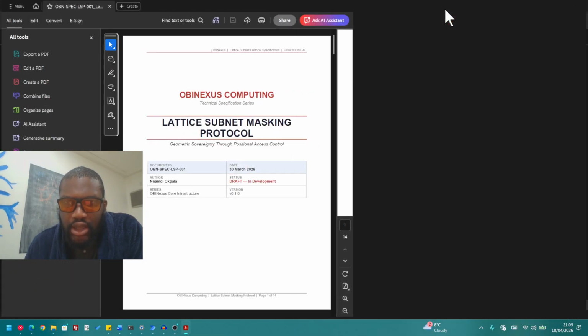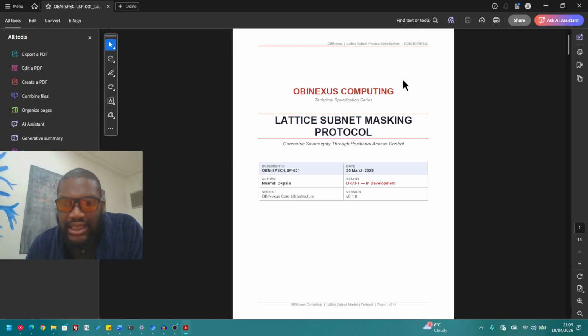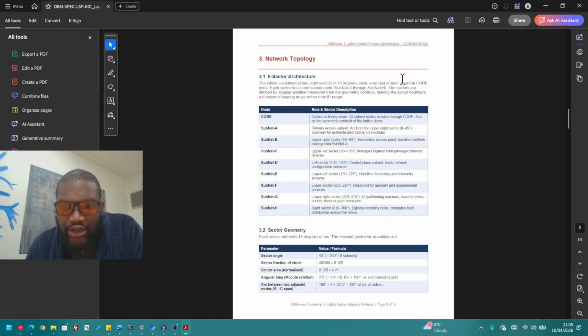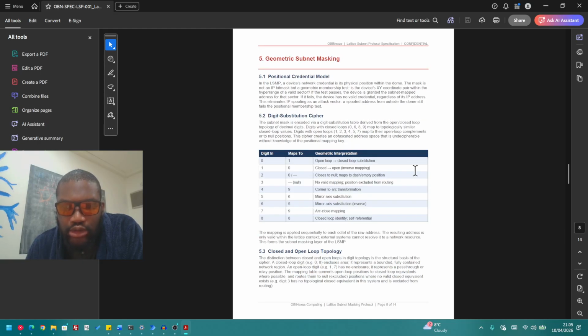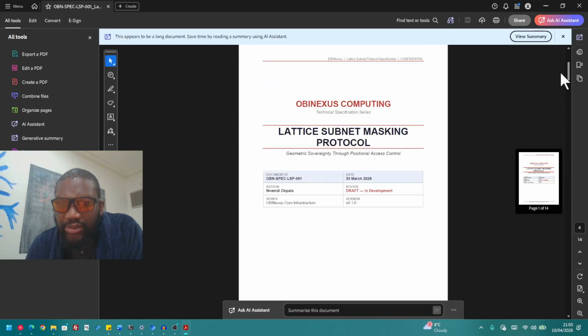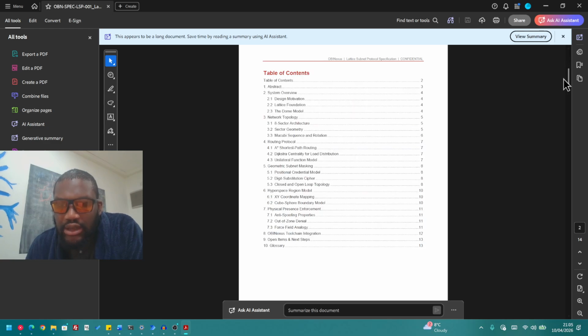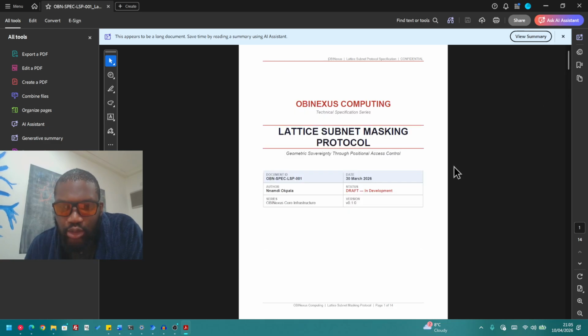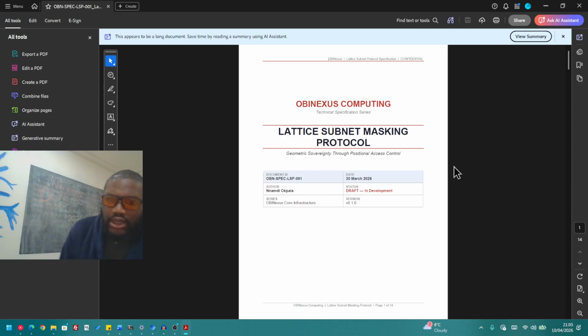So basically, for it not to be hacked, there's a lattice space defined by the topology. This is what I call lattice space. This lattice space is basically a subnet mask, because it's a routing algorithm in time. This is a lattice subnet masking protocol that ensures there's an order to the system before any kind of drone takeoff is done.